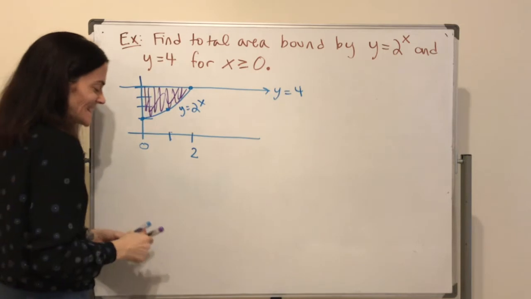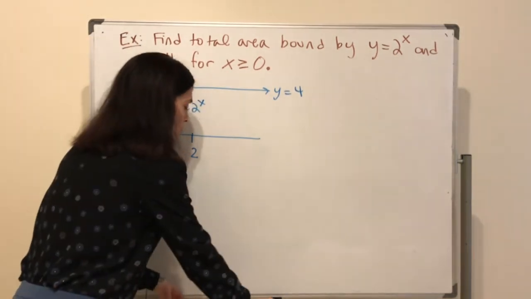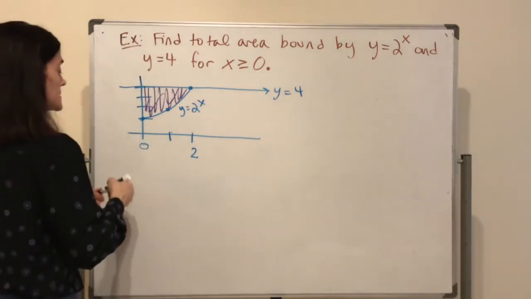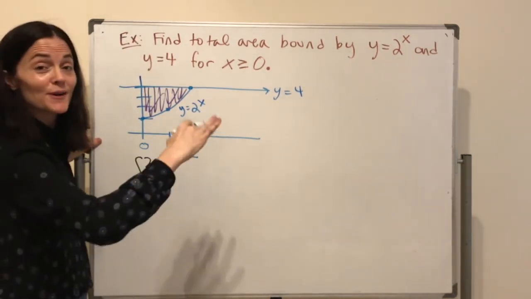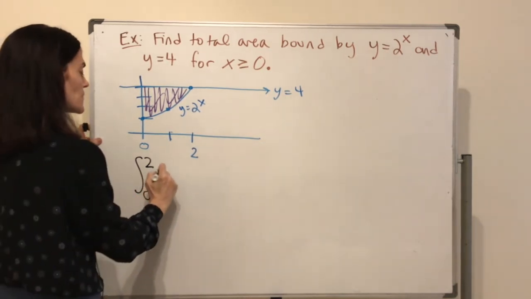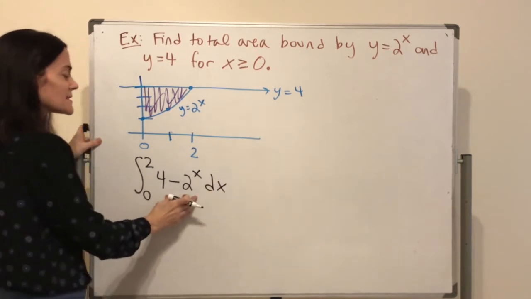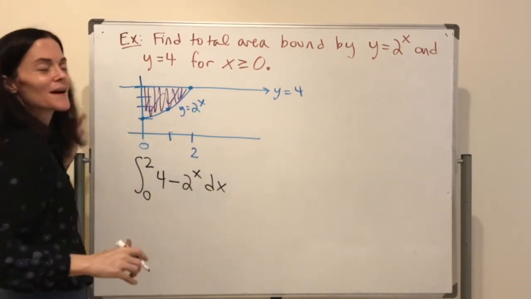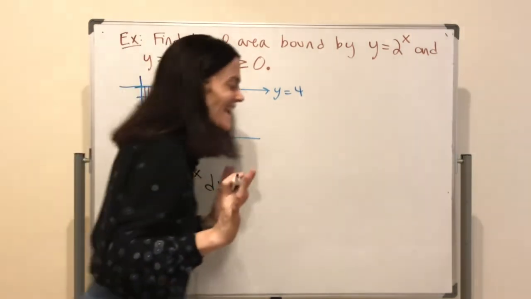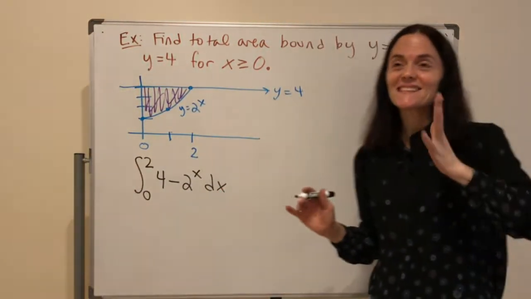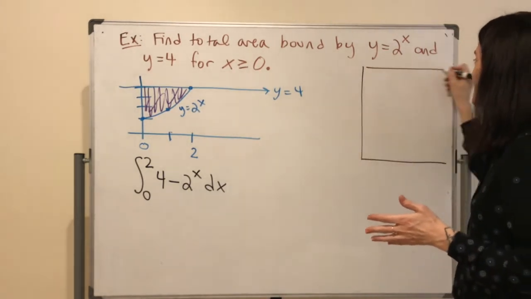Now we can set up an integral. It is from 0 to 2, and then we take upper minus lower. So this would be the integral of 4 minus 2 to the x dx. This value is the value of this purple area here. Now we integrate. Maybe before I do, let me just recall. I'll put this in a box.